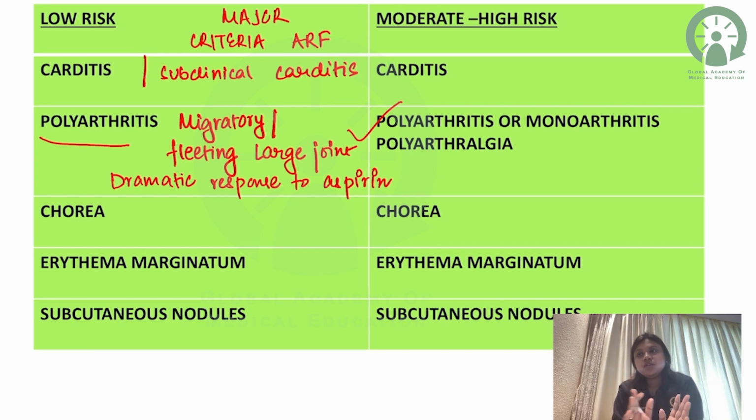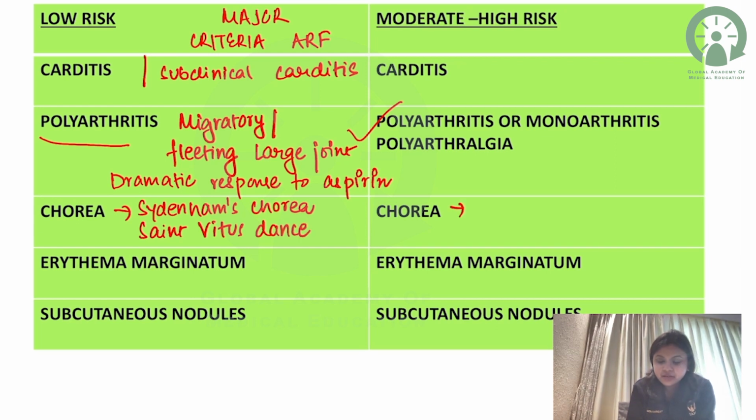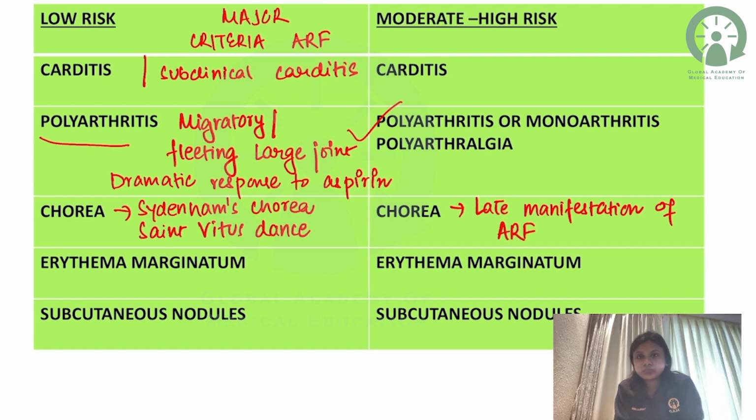Next is chorea. Chorea is an extrapyramidal movement, and chorea in acute rheumatic fever has two names. One, it is known as Sydenham's chorea. Also, it is known as St. Vitus's dance. And remember, it is a very late manifestation of acute rheumatic fever. And again, this is an exception to the Duckett-Jones criteria.